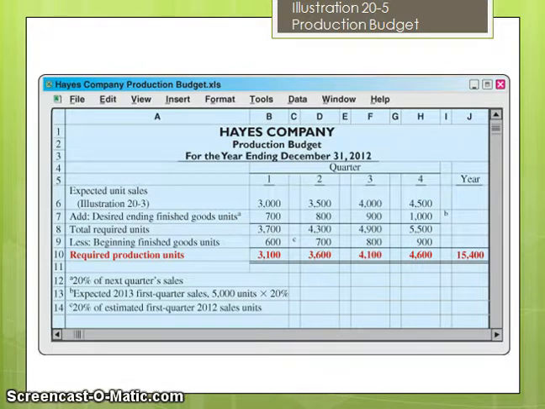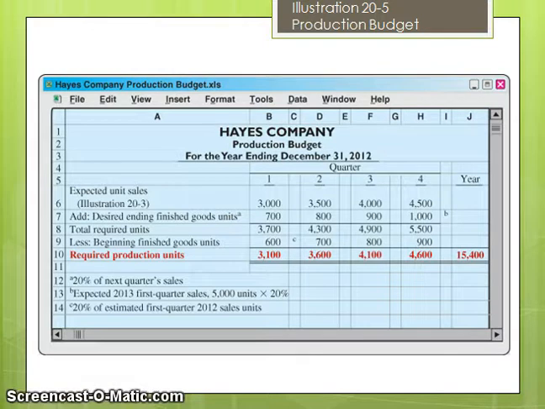Okay, if so, do I need to make 3,700 units? No, because I had some left over, so I can sell those before I have to make any more. So we need to subtract out any beginning inventory. For us in this quarter, up to this point, we have to make 3,700. But we have beginning inventory of 600 units, so I don't have to make those. So I only need to make 3,100 for the first quarter.